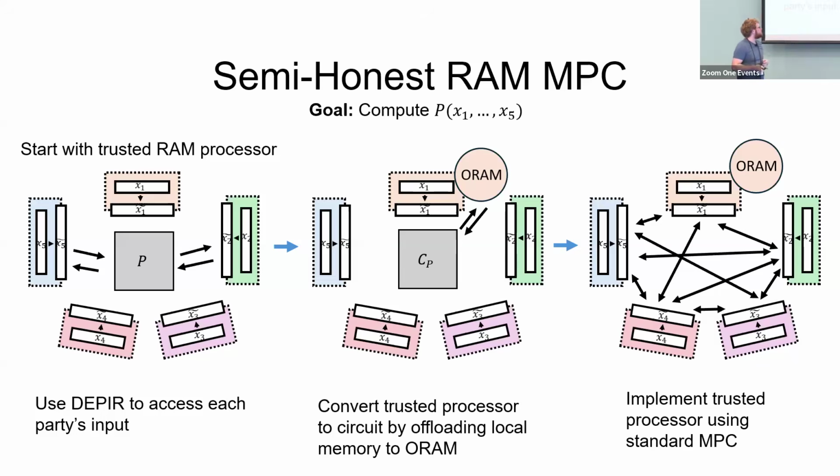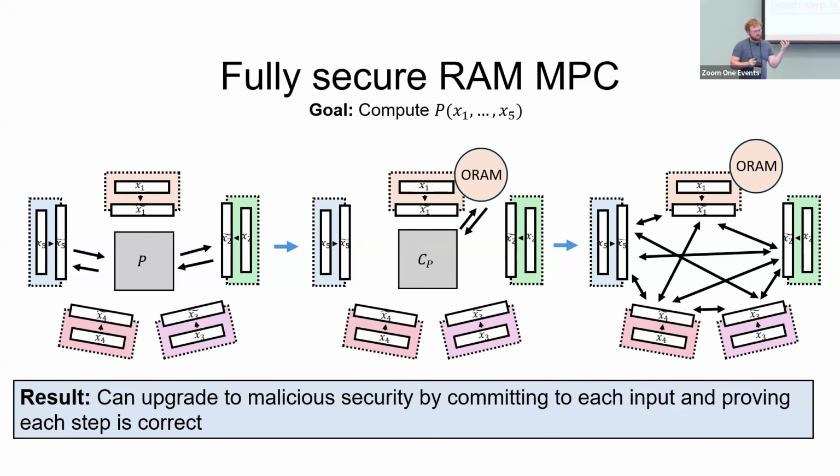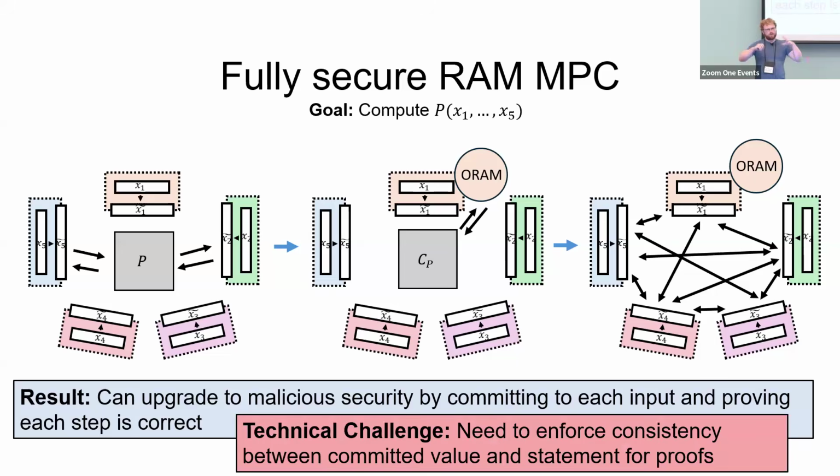And then in our work, we show that we can upgrade to malicious security by having each party commit to their input and prove that all of their operations are being done correctly. This step presents one additional technical challenge that I'll just note: you have to deal with enforcing consistency between the inputs that the client committed to and the statements that they are proving throughout the protocol. We solve this technical challenge in our work, and that's how we build fully maliciously secure RAM MPC.